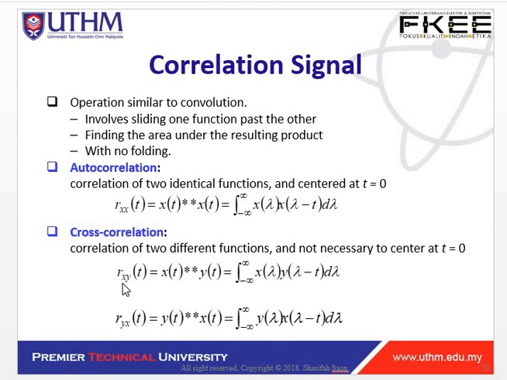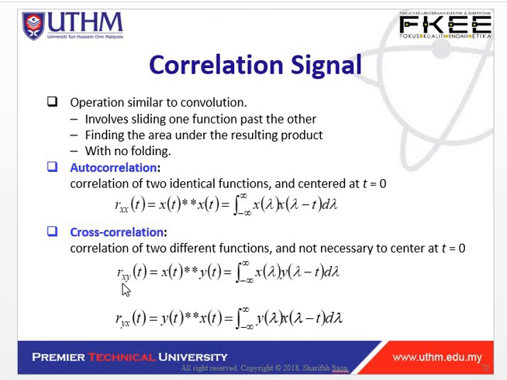Next, I introduce to you the correlation of signals. This is an operation similar to convolution. It also involves sliding one function past another, but there is no folding. There are two types of correlation: either autocorrelation or cross correlation.